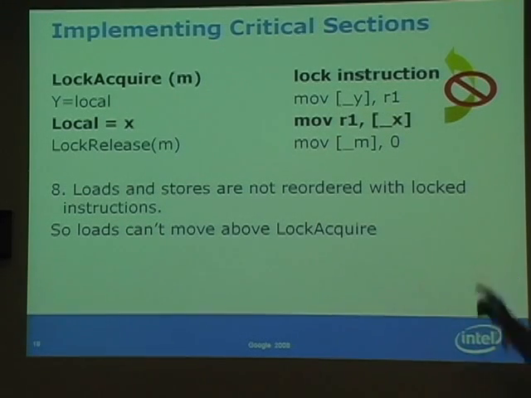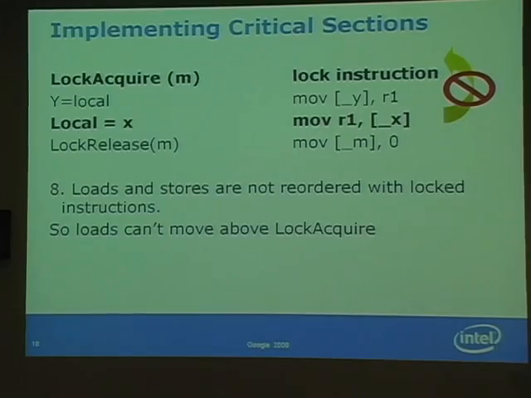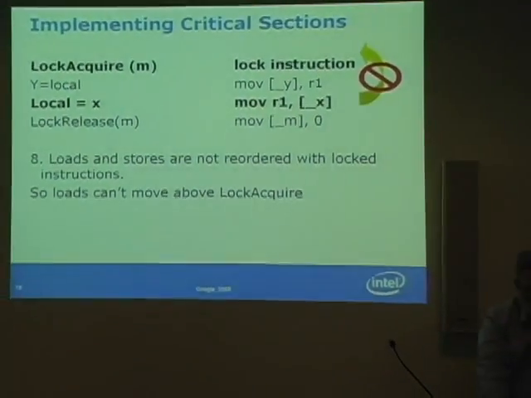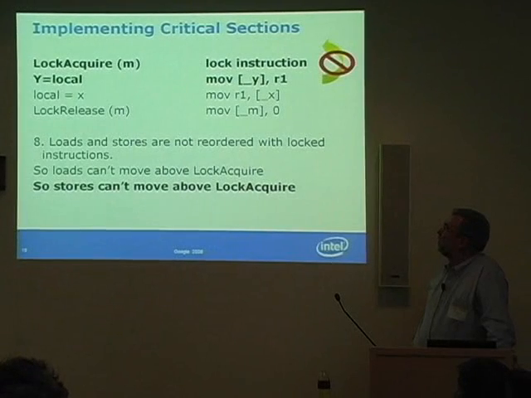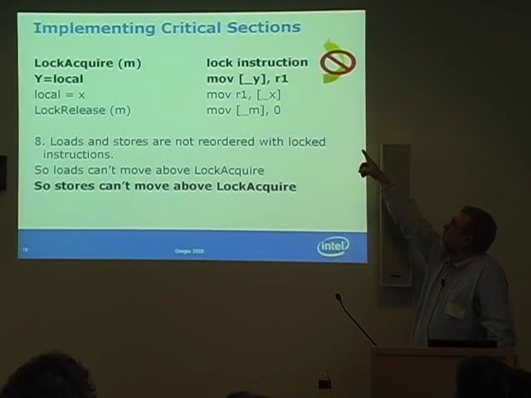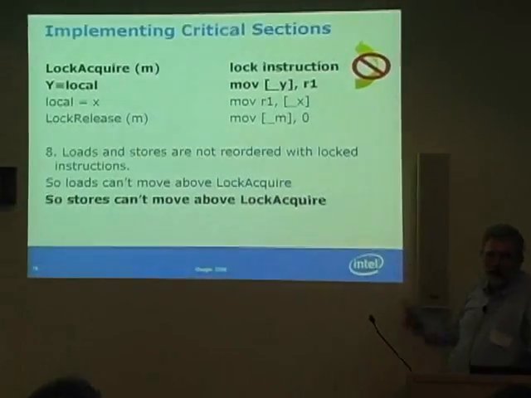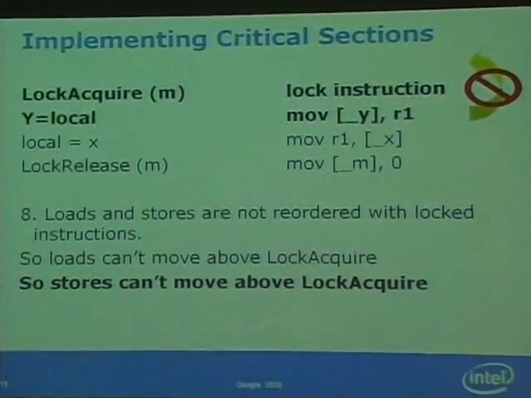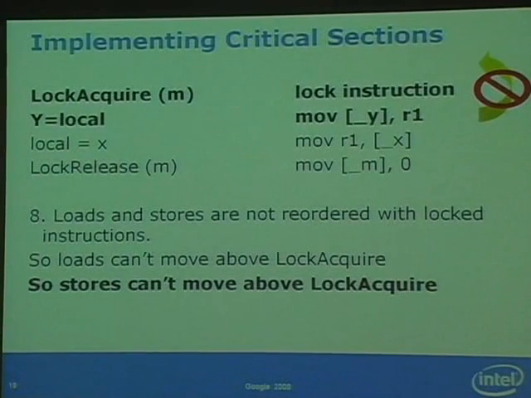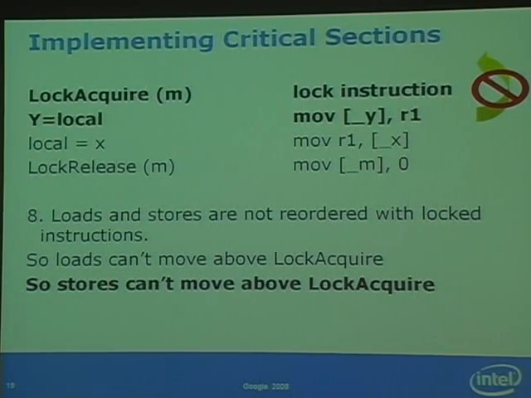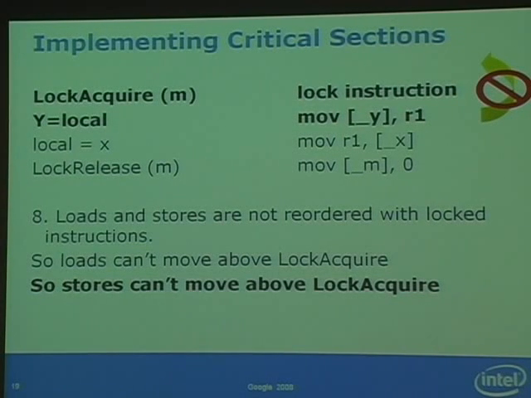So loads and stores are not reordered with lock instruction. This is principle 8. That means that this load over here, this move to R1 from location X, can't move up above the critical section. So loads can't get out of the top of the critical section. It also talks about stores, and that store also can't get above the critical section. So we've used this principle 8 to ensure that nothing can move above the lock acquire or the monitor enter, if you will.